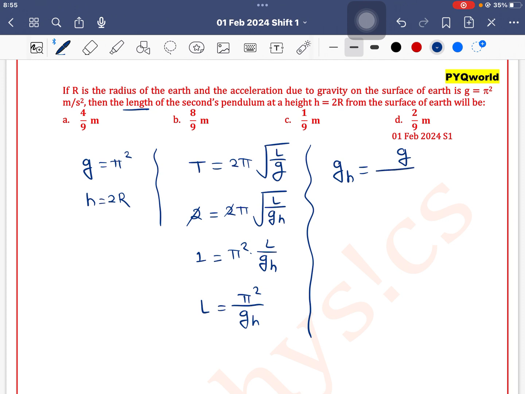g_h is equal to g divided by (1 plus h by r) whole square. So as h given is 2r, so (1 plus 2r by r) whole square. So r gets cancelled out. 1 plus 2 is 3, 3 whole square is 9. So g divided by 9.